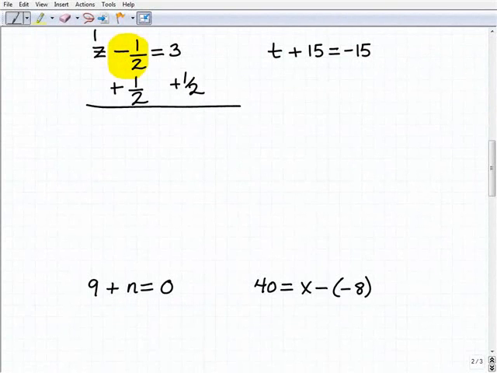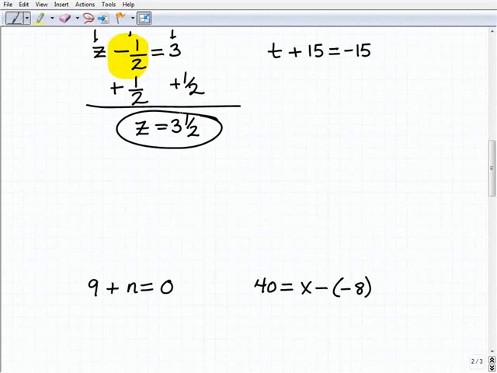So adding down, I'm just drawing these little lines here to illustrate what we're going to be doing. I'm going to get z plus nothing is z. Negative 1/2 plus 1/2 is 0. And then 3 plus 1/2 is simply 3 and 1/2.